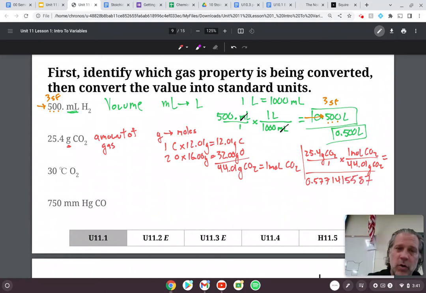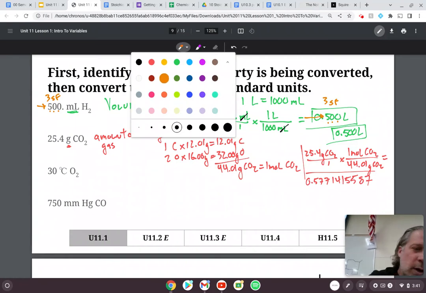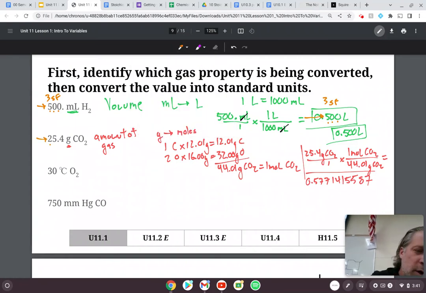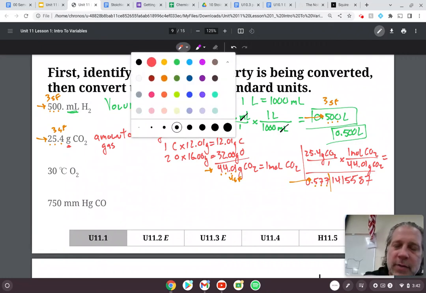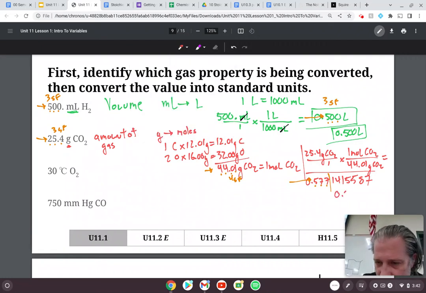0.5771415587. So we have to go ahead and assess significant figures real quick. I'm going to draw an arrow here and count 1, 2, 3. So this is 3 sig figs. This has 1, 2, 3, 4 sig figs. So my final answer is going to have 3 sig figs. So I'm going to count 1, 2, 3, draw a line. That 1 does not round that 7 up. So my final answer is going to be 0.577 moles of CO2.